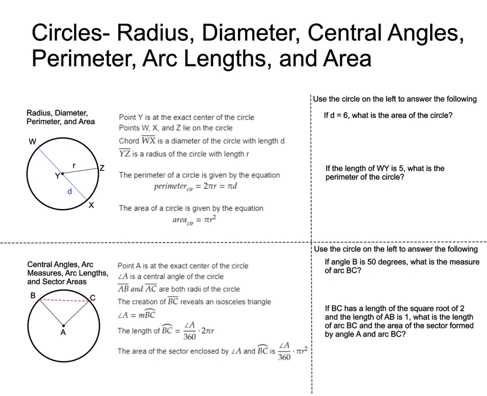In this video, we are going to cover some circle basics. We'll start in the top left area of the notes, where we will talk about radius, diameter, perimeter, and area. We're going to make the assumption that in the picture, point Y is at the exact center of the circle. We're also going to say that points W, X, and Z lie on the circle.